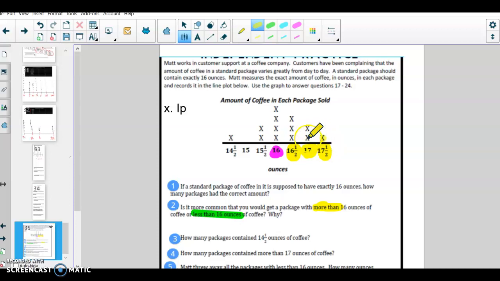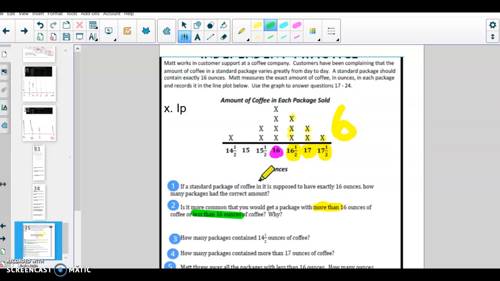So each of these packages are more than 16 ounces, which if I count them up gives me a total of 6 packages that are more than 16 ounces. Well, now let's look at the second part of the problem. It wants us to look at less than 16 ounces. Well, let's think about age again. If there's someone who is 16 and there's someone who's 15.5, the person who's 15.5 is a little younger than 16.